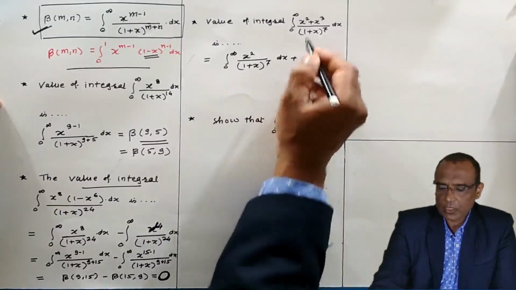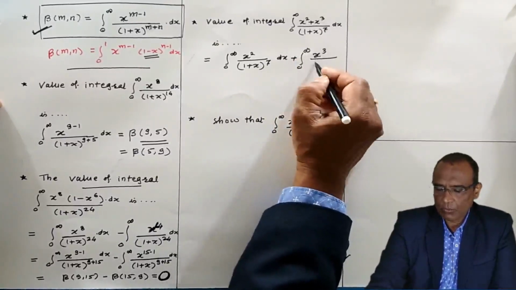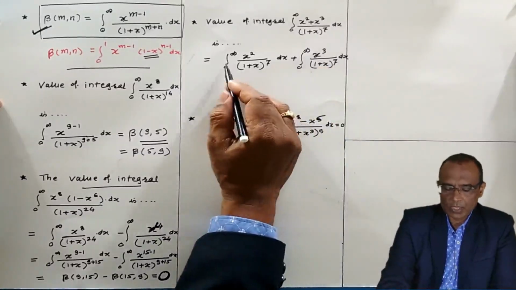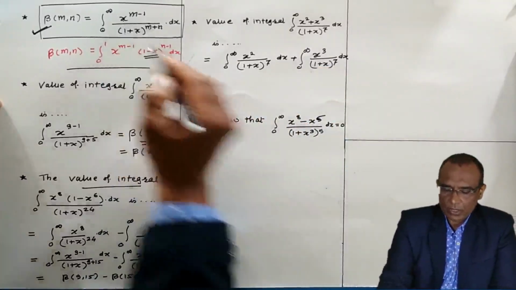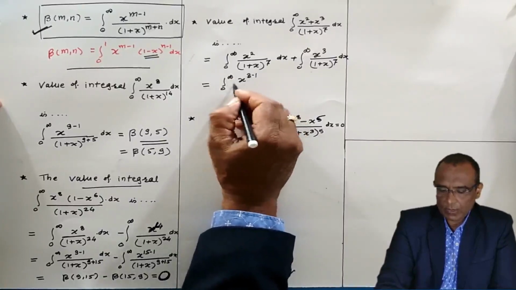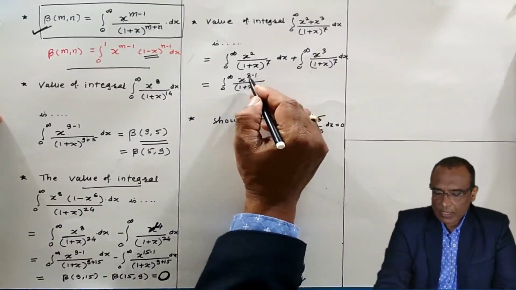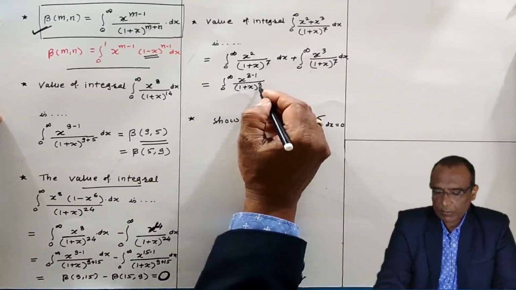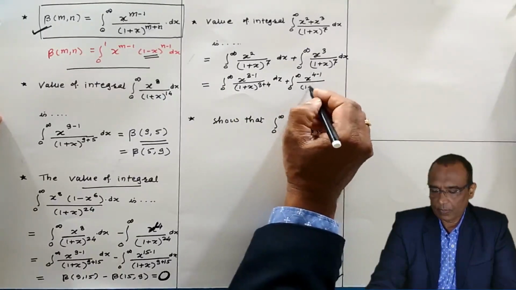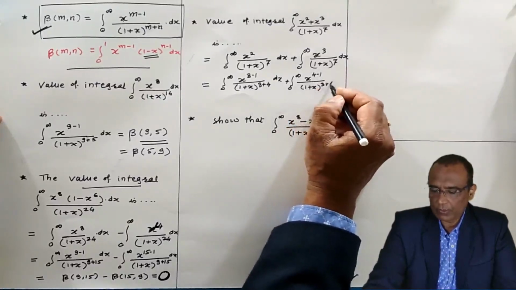I am separating, this plus sign is there. Integral from 0 to infinity, x power 3 by 1 plus x power 7, due to this 1 plus x. For this integral from 0 to infinity, I am going to use the beta formula. This 2 can be written as 3 minus 1, and in the numerator's index, this 7 can be written as 3 plus 4, x power 4 minus 1. This 7 can be written as 3 plus 4 or 4 plus 3.